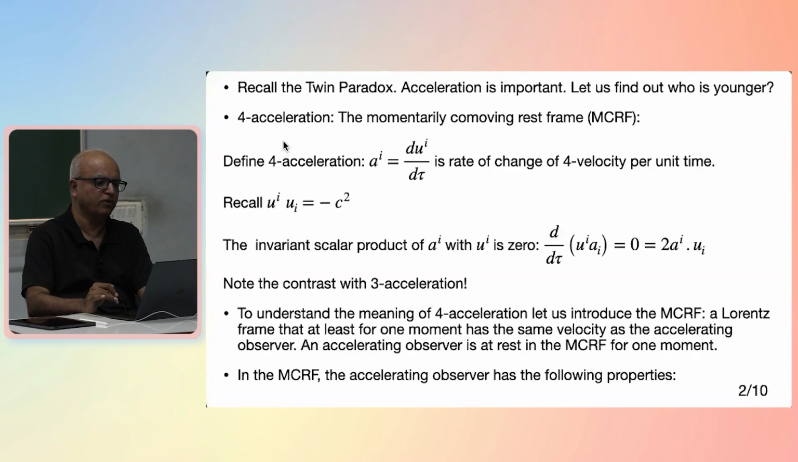We want to define 4-acceleration and something known as the momentarily co-moving rest frame, MCRF. Define 4-acceleration a^i = du^i/dτ, the rate of change of 4-velocity per unit proper time. Tau is the proper time. You understand the proper time, right?